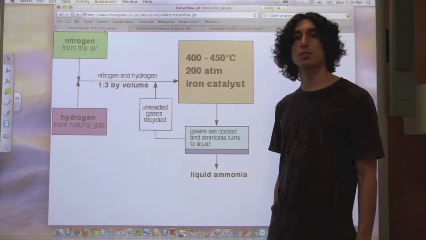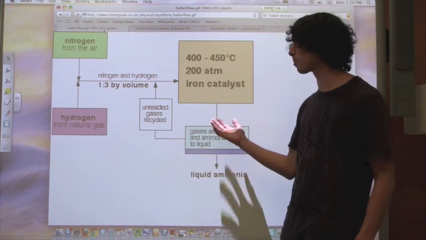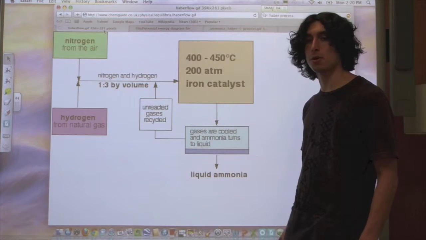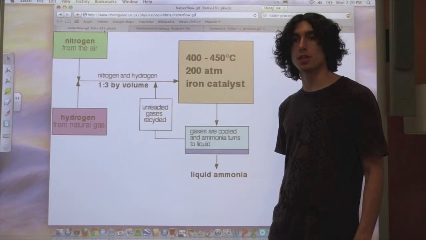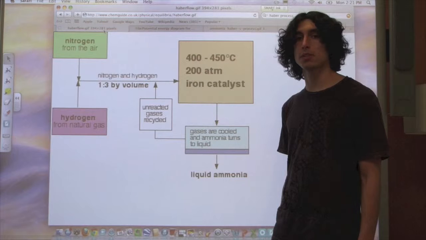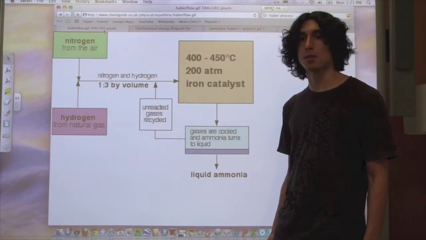We'll be going over question 2 from the week 7 worksheet. This question asks you to consider the Haber process, a process by which ammonia is synthetically created from nitrogen in the air. This question asks you to use your knowledge of equilibrium and Le Chatelier's principle to determine several important steps in the Haber process.